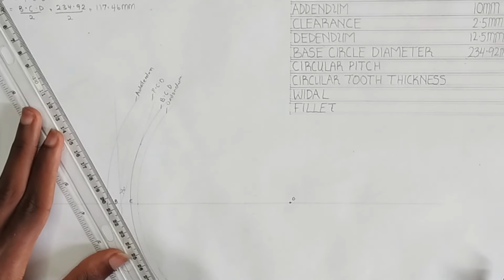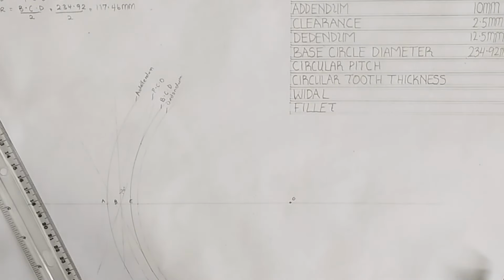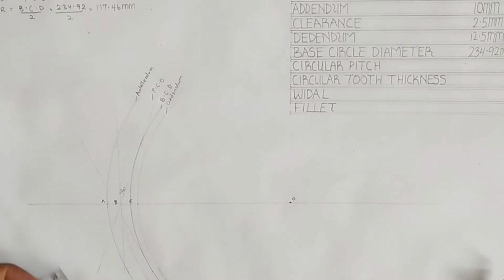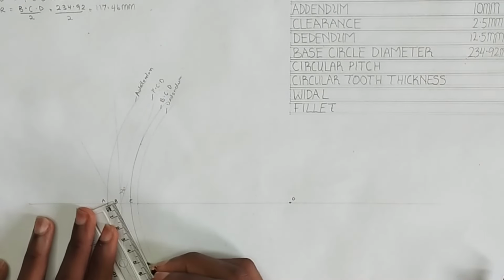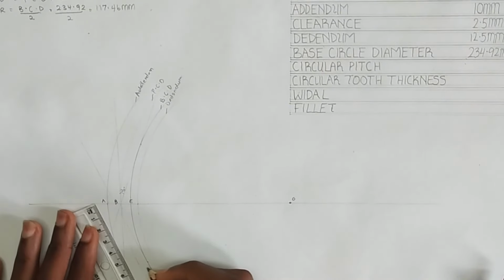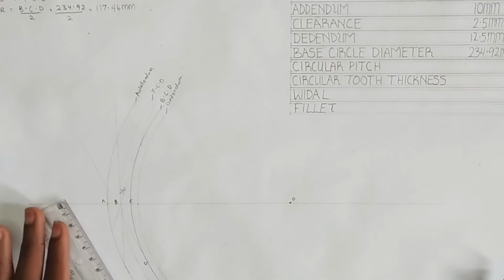Just draw a line tangential to our base circle diameter line like this. Okay, this is the way it's going to be. So we are going to label any point. Let me label this point here as my point D.